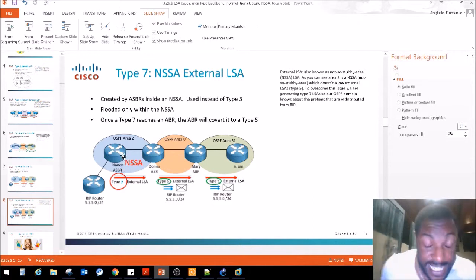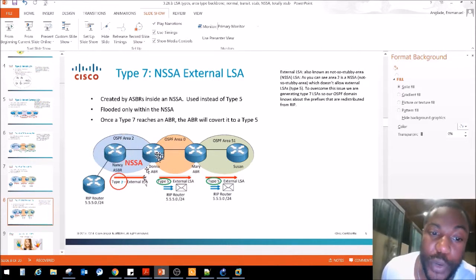So notice the NSSA area here. These types of LSAs cannot go into these other areas. If this becomes an NSSA area, the type 7 LSAs will be generated. They're only flooded within the same area. So in order for these other areas to get information about this area, we need to create a type 5. Type 7 is flooded in the area, and once it gets to the ABR, the ABR will convert them into type 5 LSAs, and that's how they learn about the external routes.